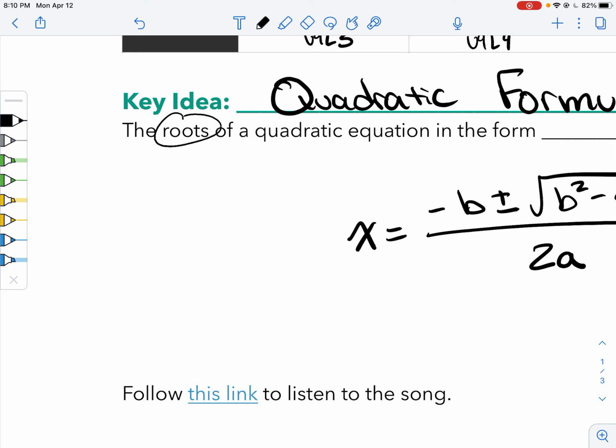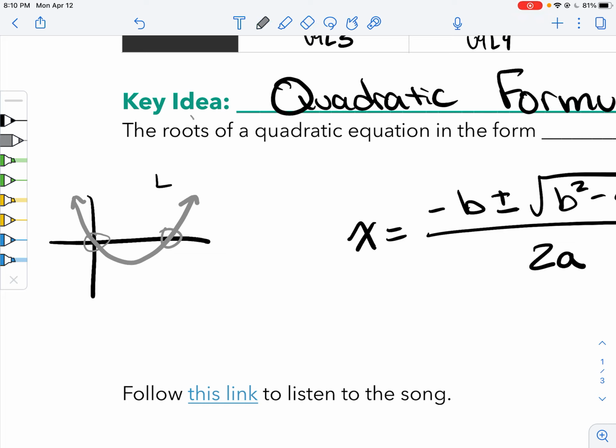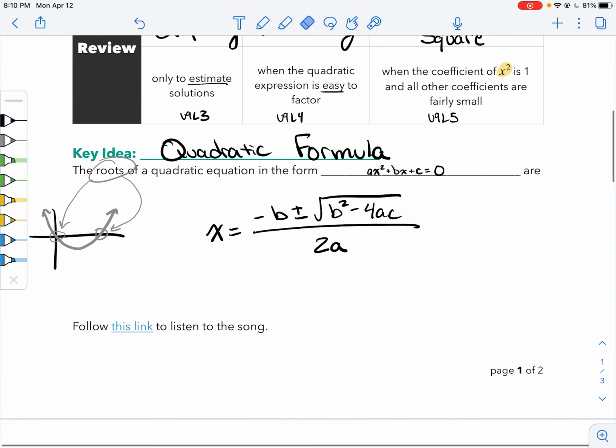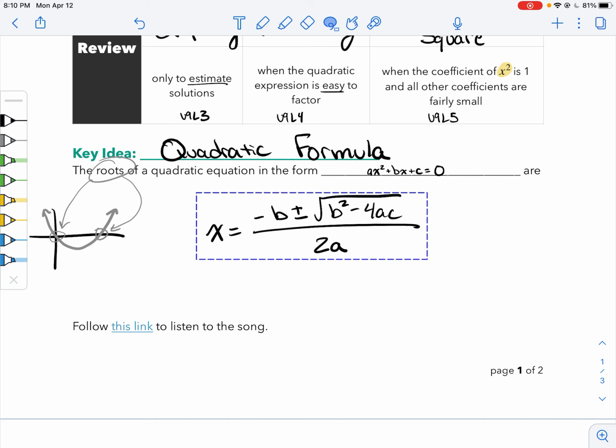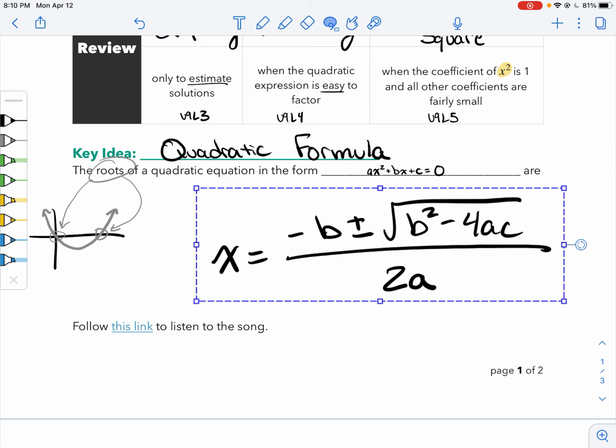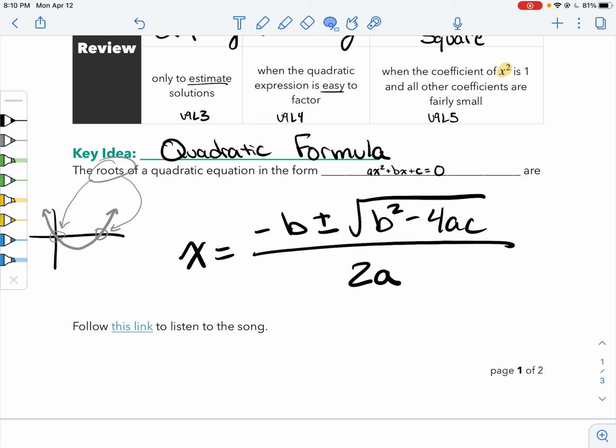Remember what a root is. A root is the x value of your function. If you have your parabola like that, the root is the x value that makes y equal to 0. So it's where it crosses the x-axis right there. Those are the roots. And that happens when x equals negative b plus or minus the square root of b squared minus 4ac all over 2a.